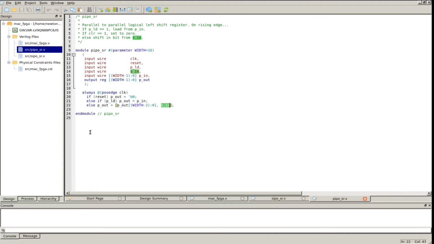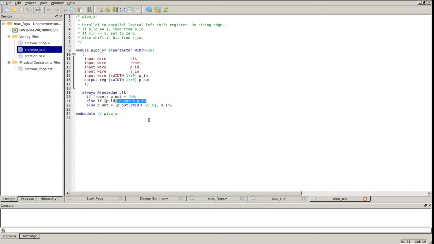But I want to make a comment. This if statement looks like it's like an if statement from a normal software programming language. But Verilog synthesizes to hardware, which acts in parallel. So it's not right to think about this as doing this check, then this check, then this check. But it is right that the action is sort of prioritized. So if reset is 1, it is true that P out will get set to 0. And if reset is 0 and PLD is 1, this action will occur.